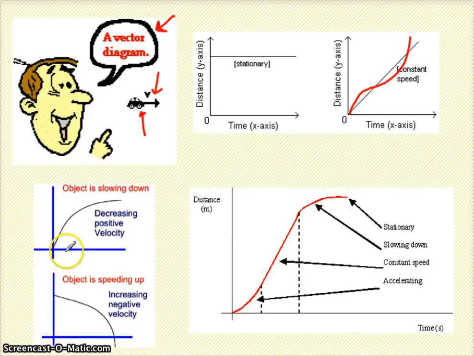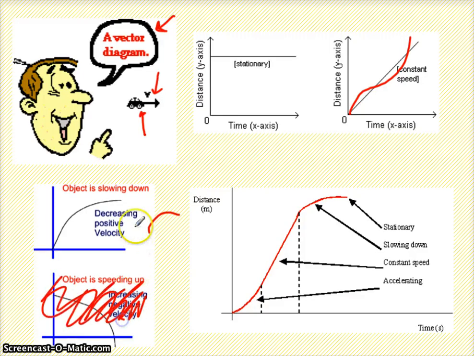Here you have something that is decreasing velocity. If it is curving downward, it is slowing down. I shouldn't have put this one here because we haven't used the term negative velocity yet. But that also means that if it is going up, then it's speeding up. And you can see the term here is accelerating. And we're going to talk about accelerating in just a second.